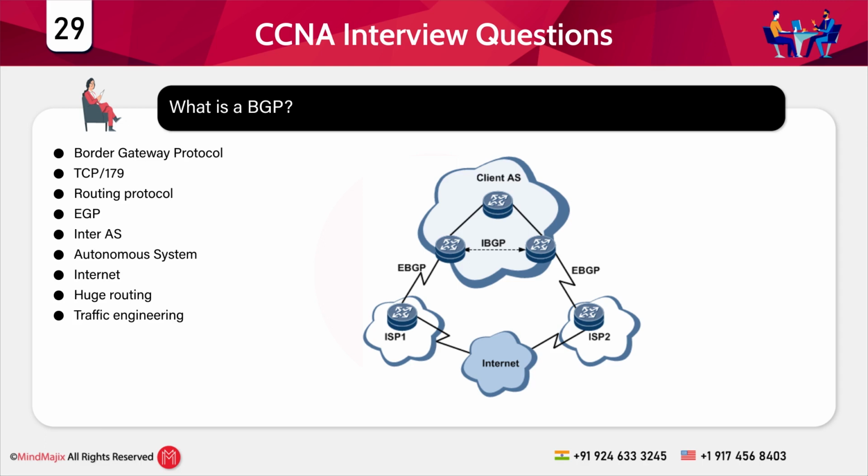So if we have multiple internet connections, or multiple connections with different AS that we want to connect, in that case BGP is the preferred routing protocol.